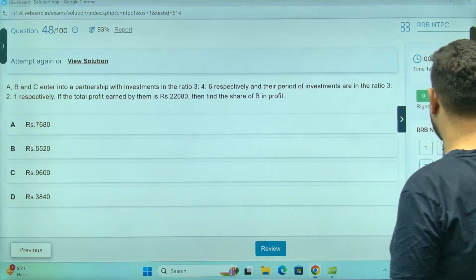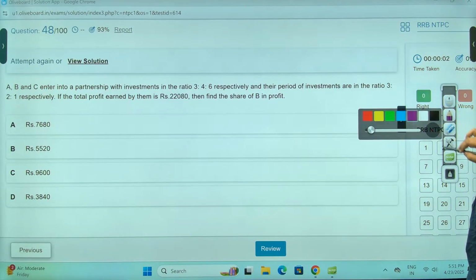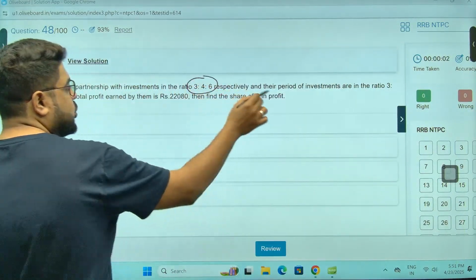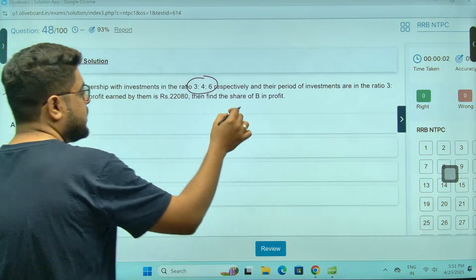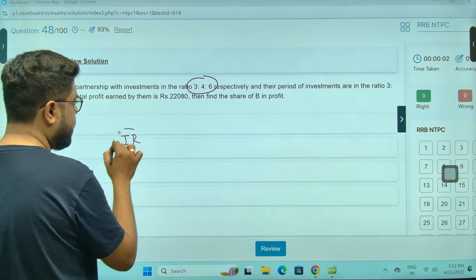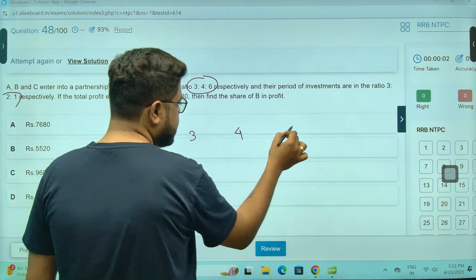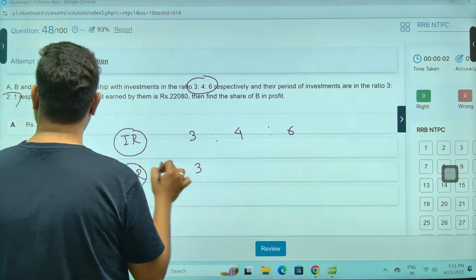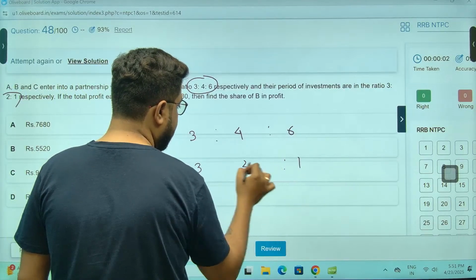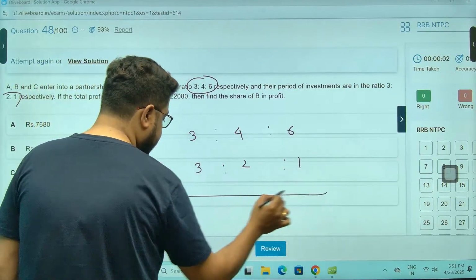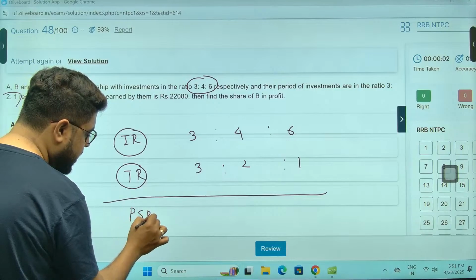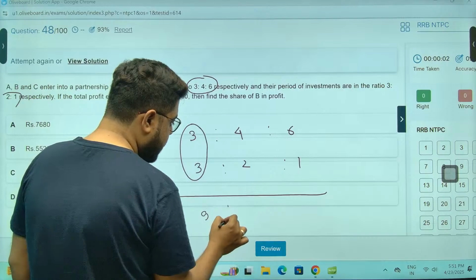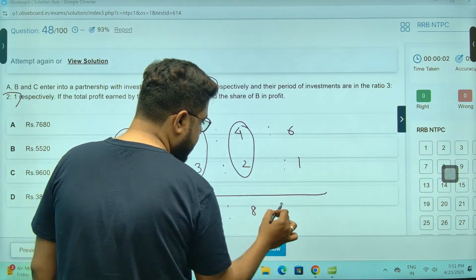Chalo, sir. Partnership, good question, this one. This is a good quality question, actually. ABC partnership, investment ratio, time ratio also given. Sir, investment ratio 3, 4, 6. Time ratio 3, 2, 1. Sir, that means profit sharing ratio is the compound ratio of these two. Profit sharing ratio is the multiplication, compound ratio. 3 3s are 9, 4 2s are 8, 6 1s are 6.